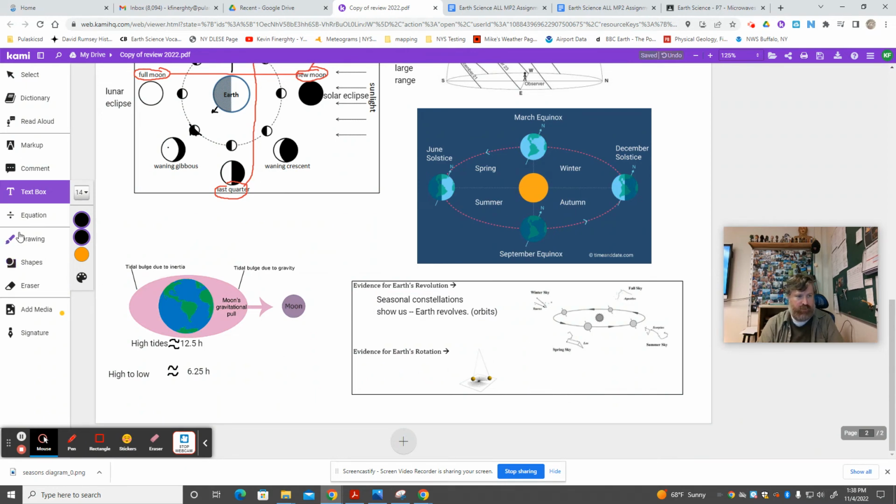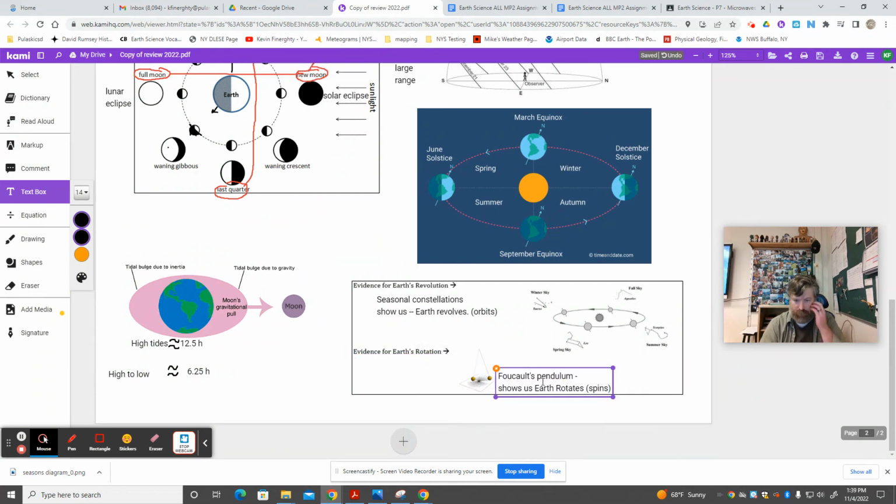Evidence for Earth's rotation. How do we know we spin? How do we know we're whipping around right now at this latitude? I forget. We calculated it somewhere around 700 miles an hour. We're whipping. And we didn't know that until this gentleman came up with this device to demonstrate it called Foucault's pendulum, Foucault. So it shows us Earth rotates, spins.